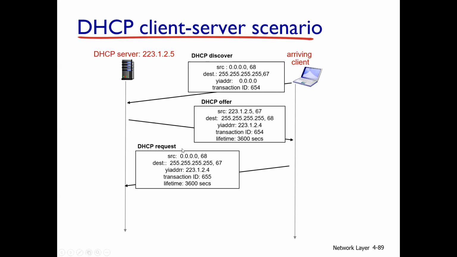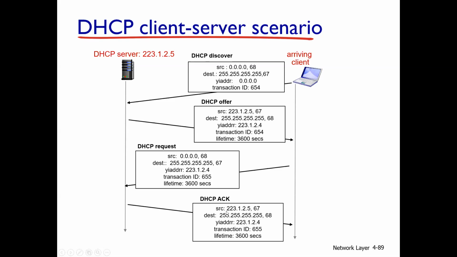The DHCP request: let's say you've received multiple offers, then of course you're going to send out another request. Until that point there's no confirmation, so your source IP is still 0.0.0.0, and you're sending on the same port. Your destination address once again is a broadcast, and you are specifying, I will take this address, I want to take this address. And the transaction ID, this is not a discover, so you will come up with a different transaction ID, and of course you will use the lifetime that was offered to you.